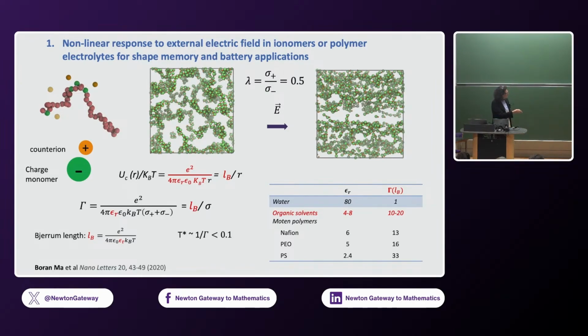If you look at this value gamma, it's of the order of 10 or 20, meaning you need 10 or 20 kTs to separate charges in organic solvents. And in molten systems like Nafion or PEO, these numbers can be very large. So they are very strongly correlated systems, if you think of it. Some people call T star the inverse of this gamma, and in these polymers it is of the order of 0.1.